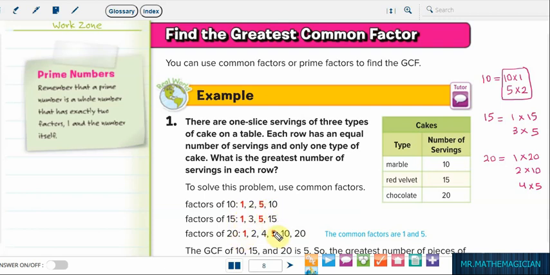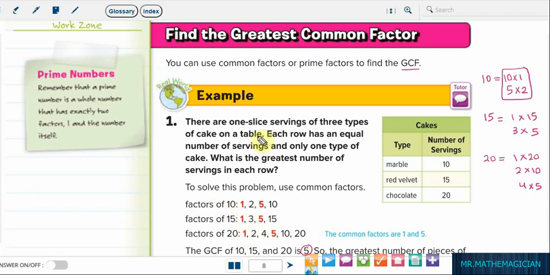Common because it's repeated. But we need the GCF, which is the greatest common factor. So the greatest is 5. So we can say that the GCF of 10, 15, and 20 is 5. Greatest common factor.